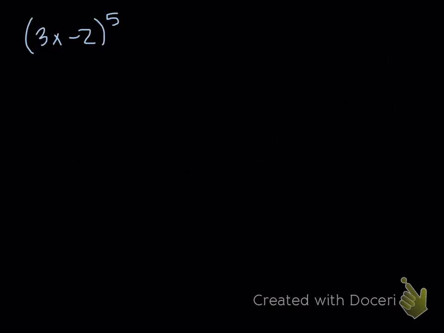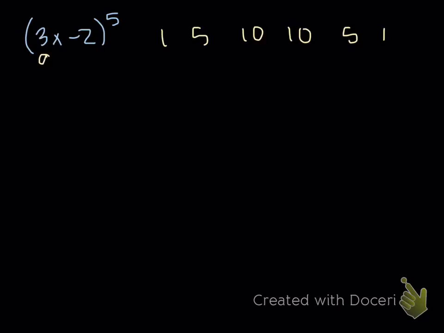So on the back, I have 3x minus 2 to the 5th power. Now that we have the understanding on how to set it up, we're going to show you how to expand it a little bit farther, because it's not always just going to be a and b. So first thing I need is the coefficients from the 5th row. I'm going to pause the video and I'll write it down.